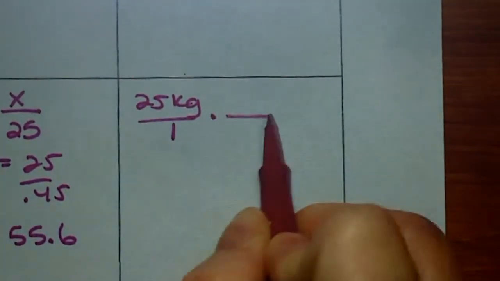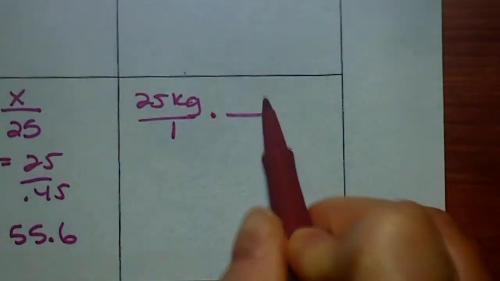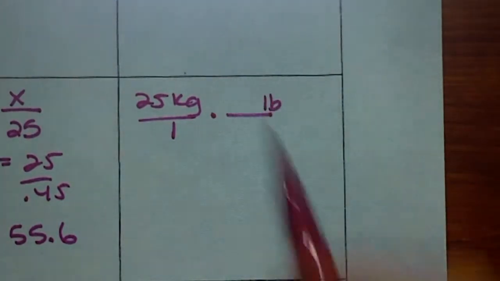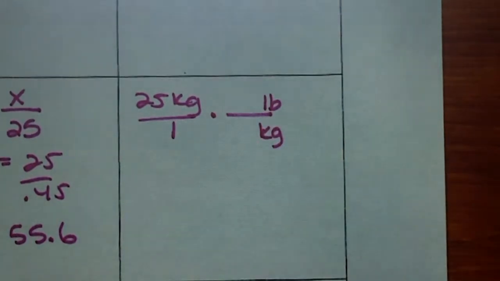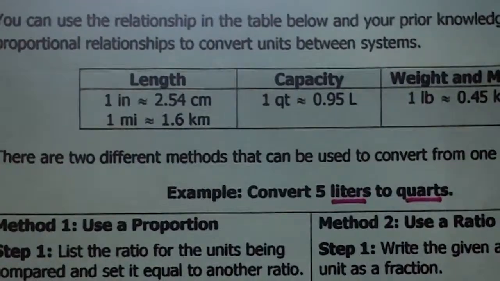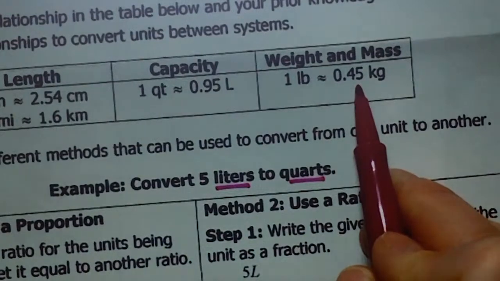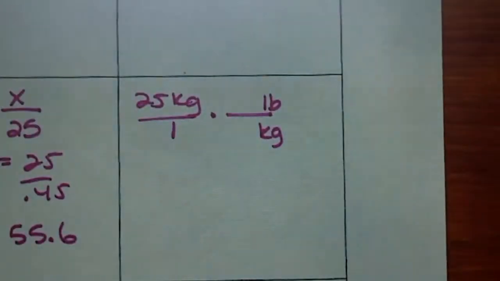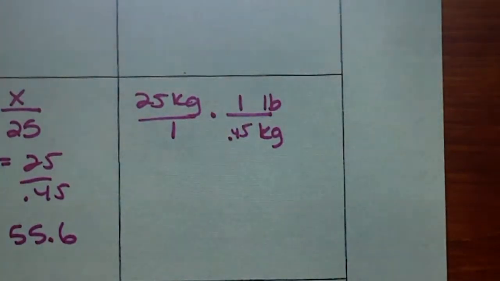All right, next, the unit I'm given is 25 kilograms. So I'm going to take the measurement given and put it over 1. I'm going to multiply that by a fraction where the unit I want to convert to is in the numerator and the one that I want to cancel out is in the denominator. Look at your chart. I'm trying to get from pounds to kilograms. In your chart, we can see that 1 pound equals 45 hundredths of a kilogram. So I'm going to put the 1 with the pound and the 45 hundredths with the kilograms.